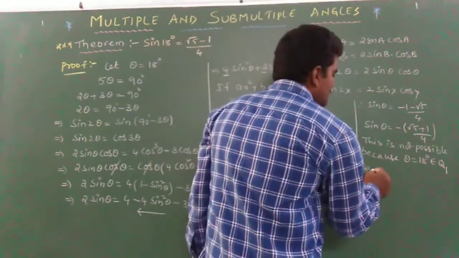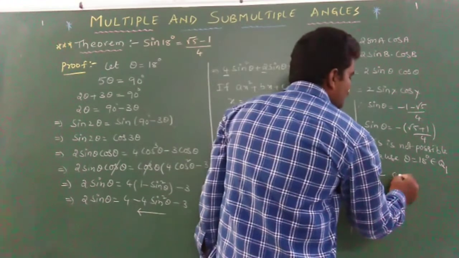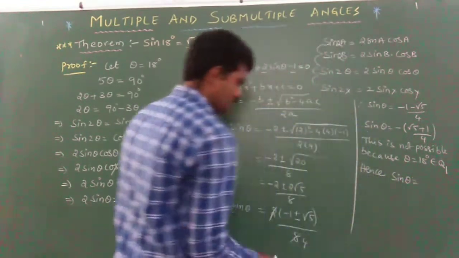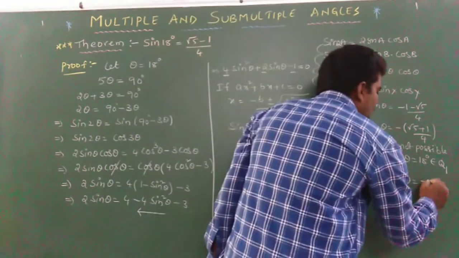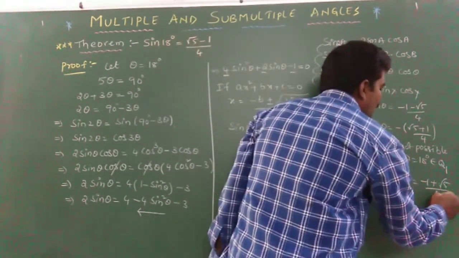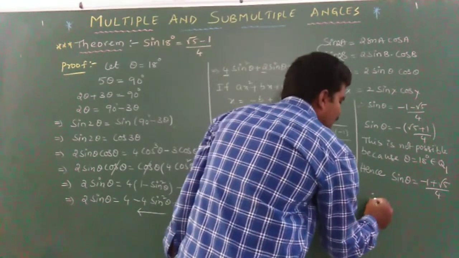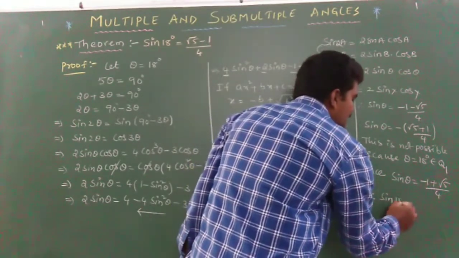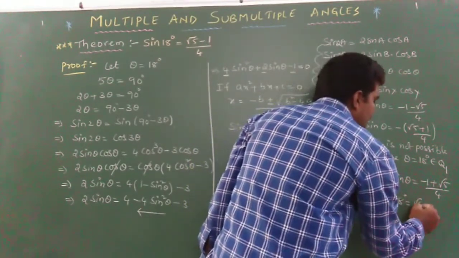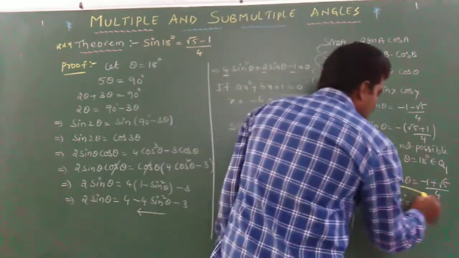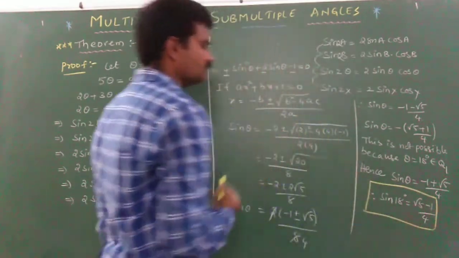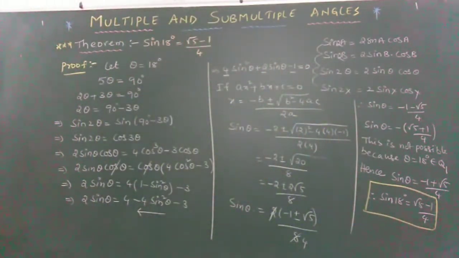Hence what is the other condition now? Therefore sin theta is equals to, we considered the minus, no? Now let us consider the plus, that is minus 1 plus root 5 whole divided by 4. Therefore theta is nothing but we assumed as 18 degrees. So sin 18 degrees is equals to root 5 minus 1 by 4. So look at the proof. Very, very important, my dear.